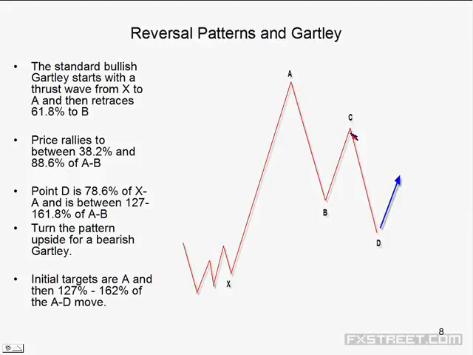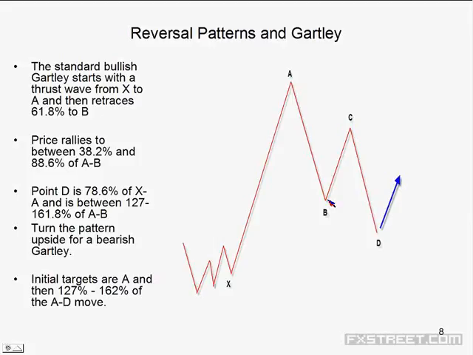Now, point D is the all-important part of this, and it is going to be 78.6% of the distance between where it started from, which is X, and where the rally up went at A. So 78.6 is where it comes down to. Of A to B, then, as I've mentioned, this can be a multiple. This can be a move down, and it's going to be a Fibonacci multiple of the A to B.